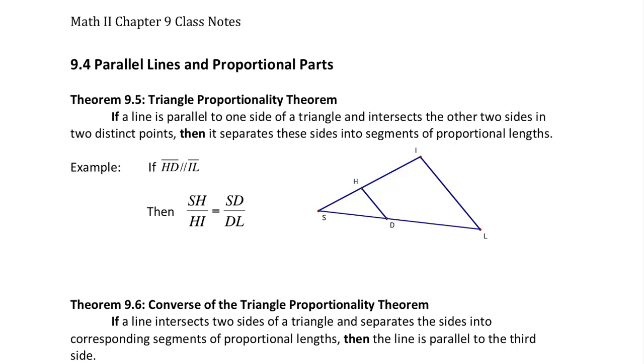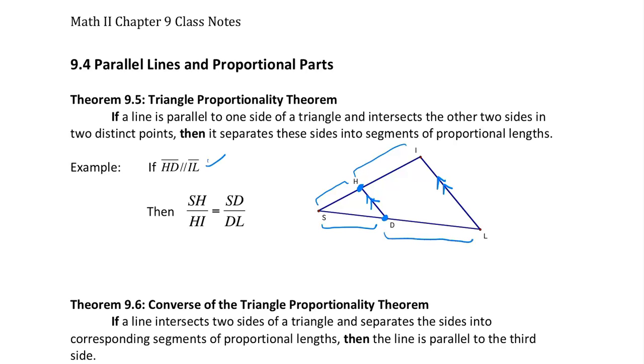So in this example, here's the line that's parallel to the side of another triangle. So we have HD is parallel to the side of the triangle, IL. And it intersects the other two sides of the triangle. So it intersects here at H, here at D, in two distinct points. And if this is the case, it separates these sides into segments of proportional length. So we're looking at these segments SH, HI, and SD and DL.